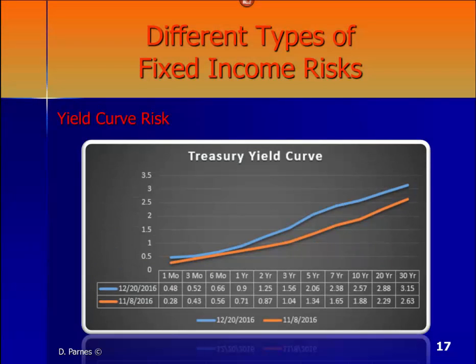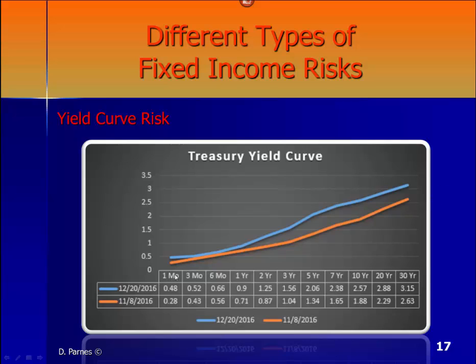Let's see what happened to US Treasury yield curves at the end of 2016, only recently. So here is a graph of what happened to the yield curve of US Treasury bonds from November 8, 2016, to the end of December 20, 2016.